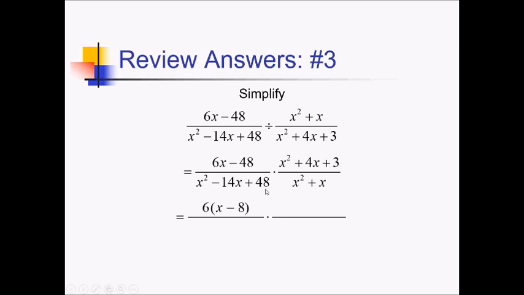3 and 16 is better, but still not quite what we need. How about 4 and 12? Well, that's getting a little bit warmer. 6 and 8. Yeah, that adds up to negative 14 if I have negative 6 and negative 8. So we have x minus 6, x minus 8.